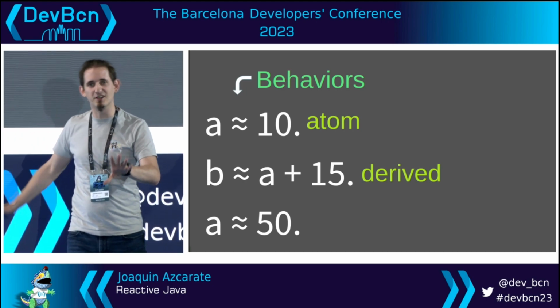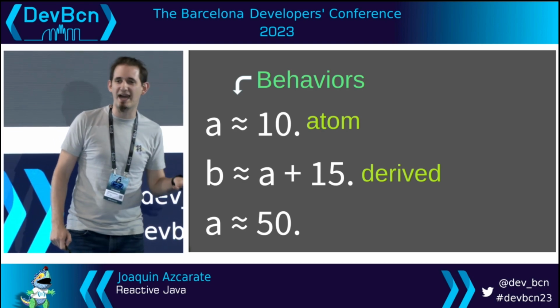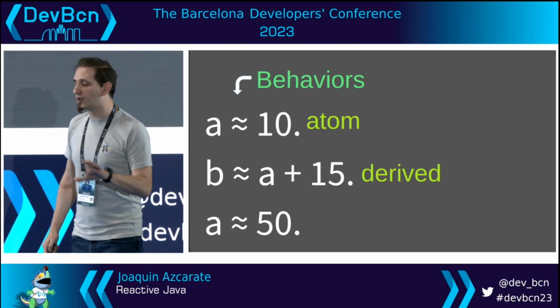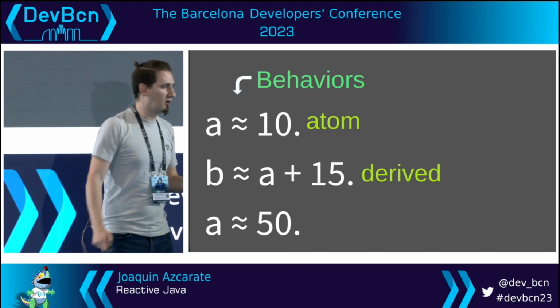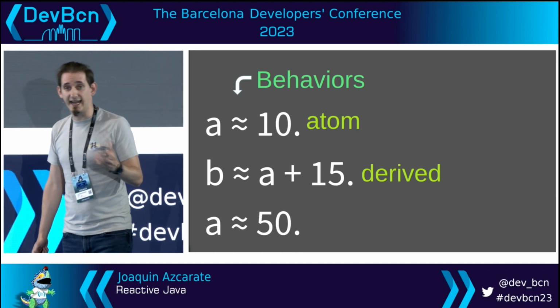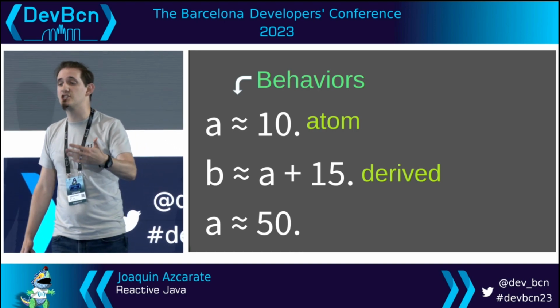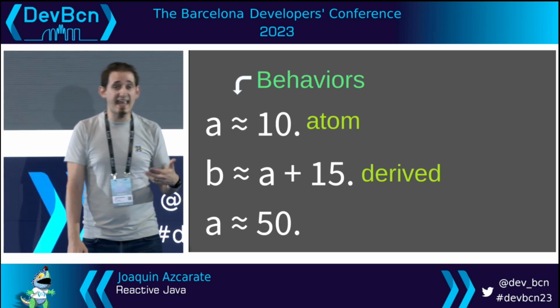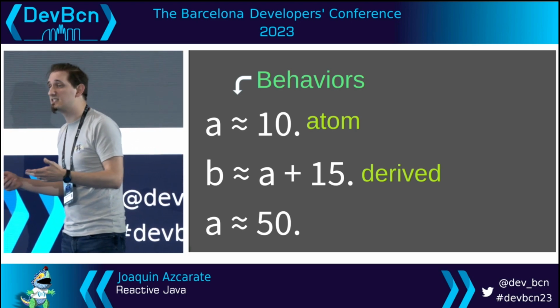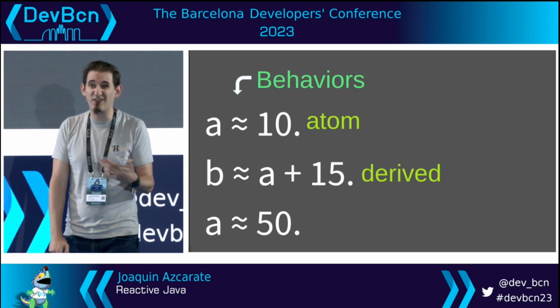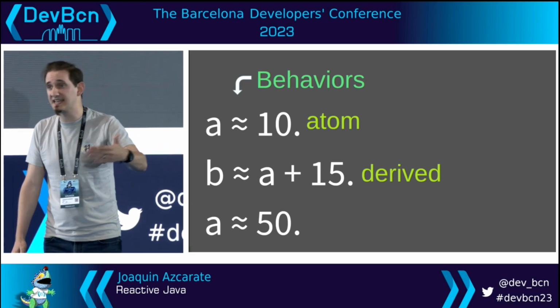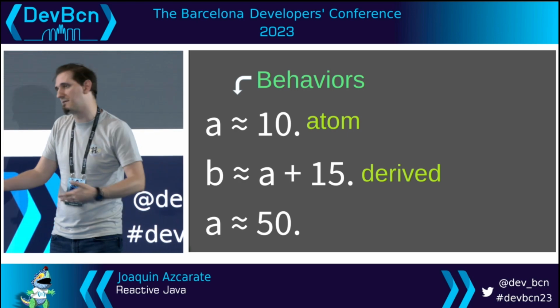In the slides, everything compiles, so I'm not going to have any panic of things not compiling. So a bit of vocabulary that we use is, again, A and B are behaviors, things that change over time. We're going to call A an atom, being something that doesn't depend on anything. And we'll call B a derived value, being something that is derived from something else, in this case, A.